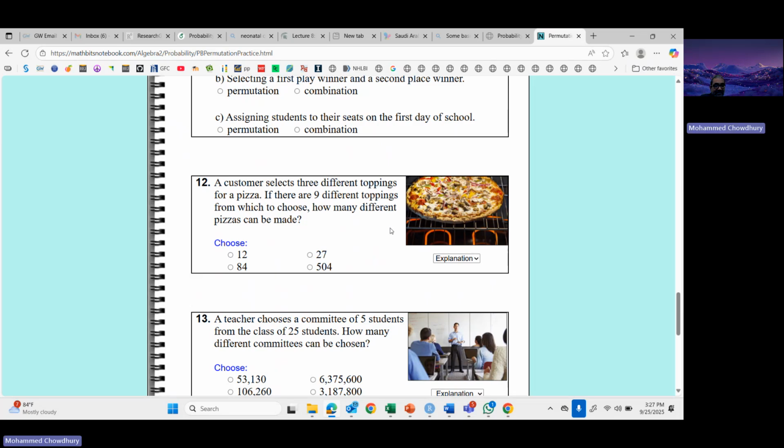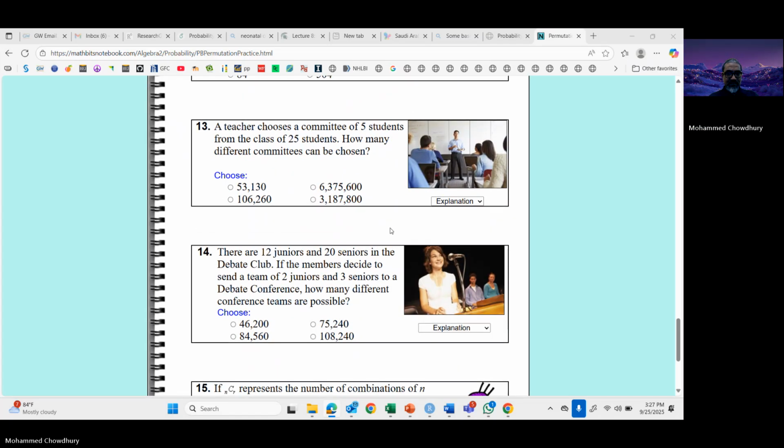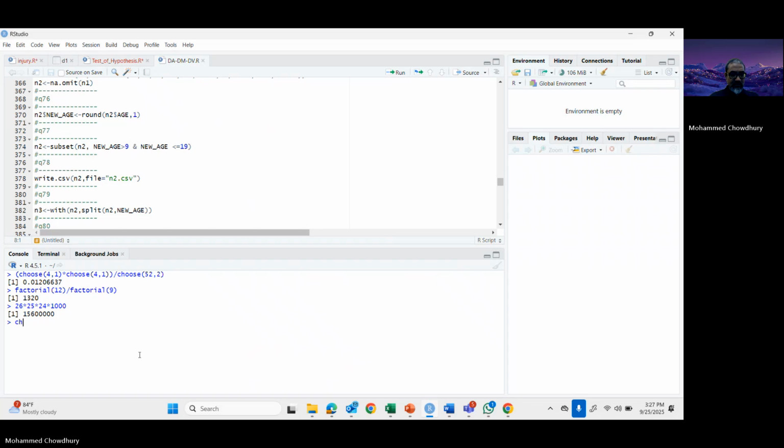A customer selects 3 different toppings for a pizza. If there are 9 different toppings from which to choose, how many different pizzas can be made? 9 choose 3. It doesn't matter whether the onion comes first or not. So 9 choose 3. 9 choose 3 is equal to what? 84.